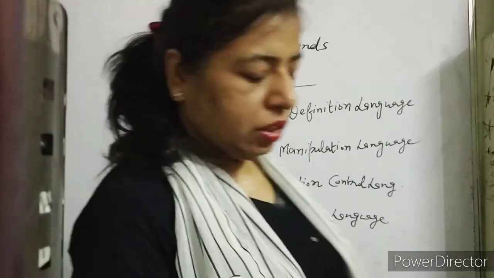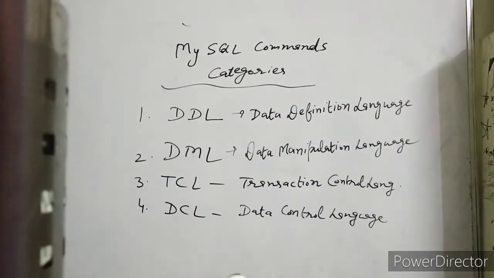Clear? 4 categories we have, but 2 you have to study in your class 11 syllabus, DDL and DML. Now write down the definition of DDL. First write down the full form, then write: these commands work on the structure of database or table.